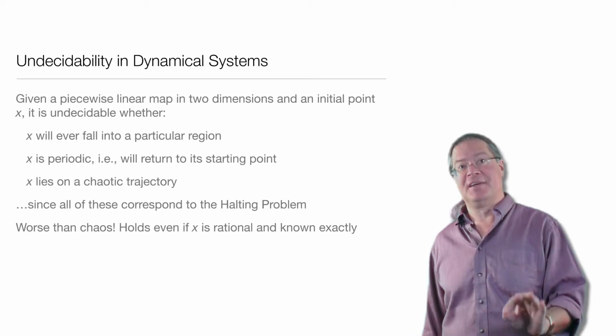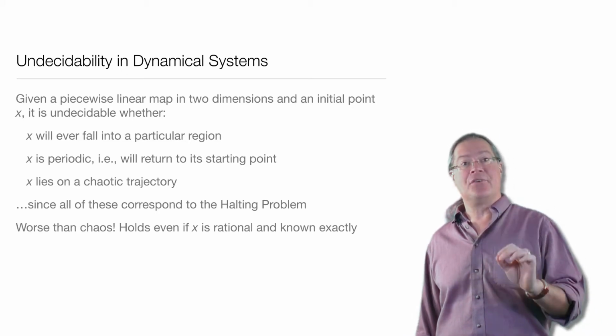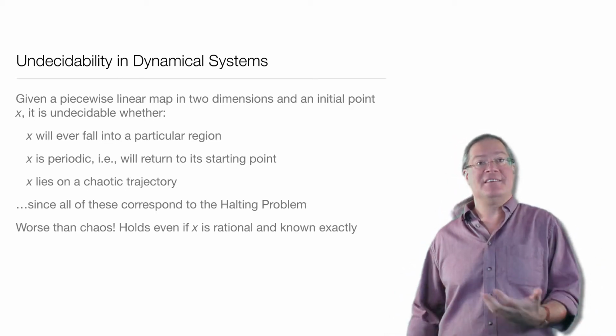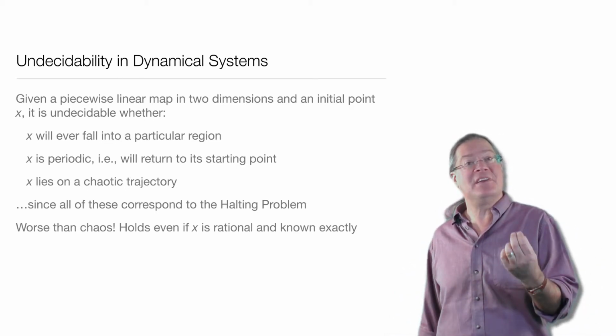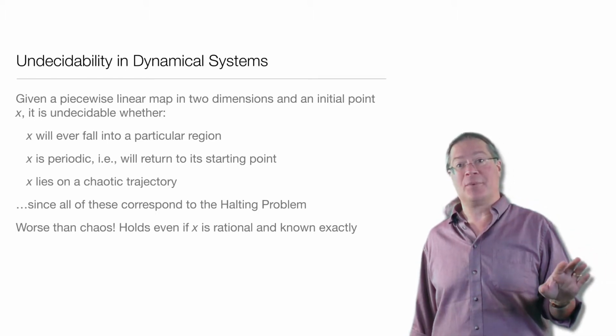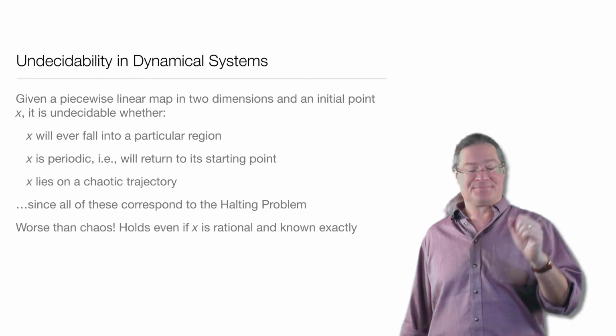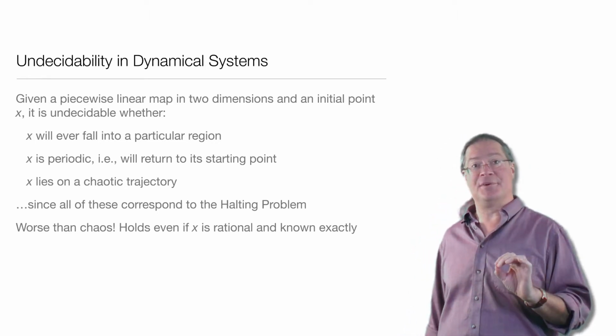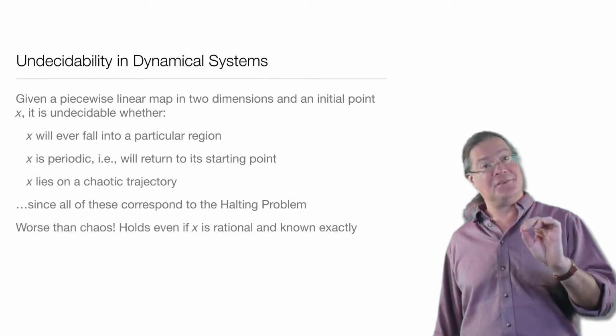This is different. This undecidability holds even if the initial condition is rational with a finite number of binary digits, even if we know it exactly and can write it down with no error whatsoever. So, this is a very strong type of unpredictability that comes from undecidability.